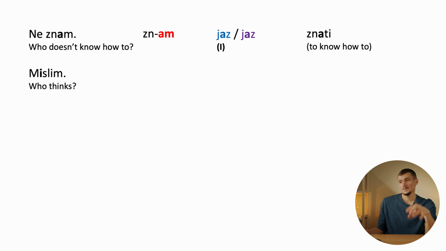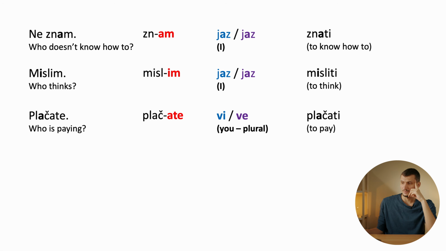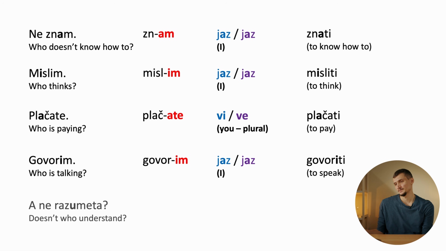Mislim, who thinks? Mislim, it's a final m. If we add a vowel, im, because it's im, iš, i. Aš, a, or im, iš, i, or im, iš, e. Plačate. Te is the you, plural ending. You can think of it as ate as well if you would like to. Plačati, to pay. Govorim, govorim, or im, iš, i, it's jaz, govoriti.